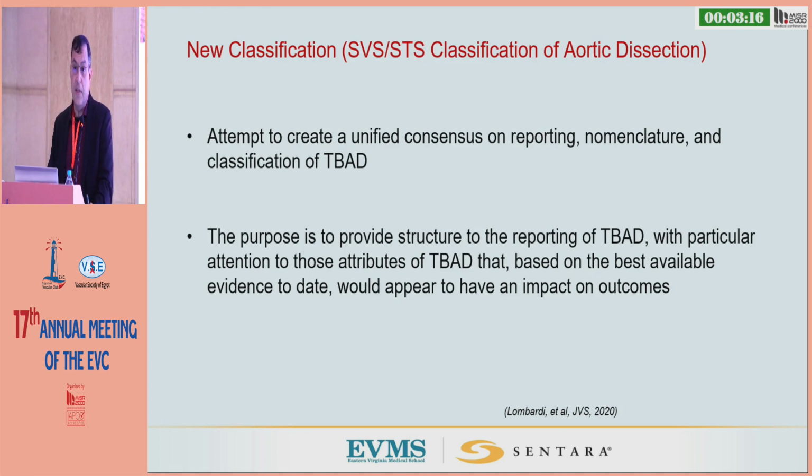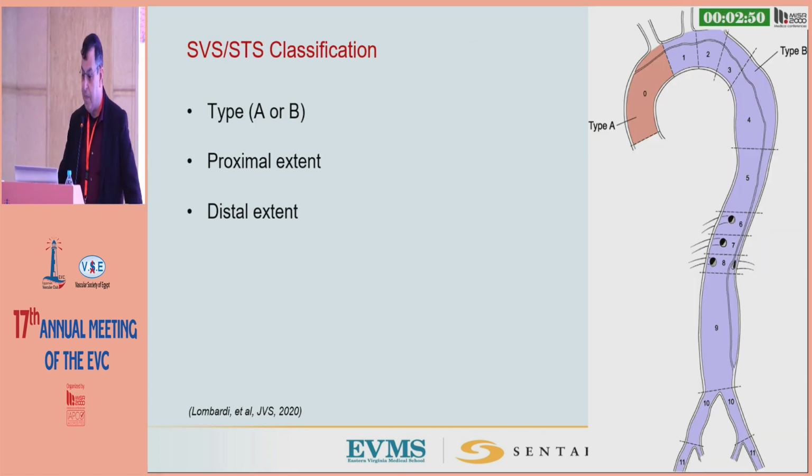Also, the SVS and the STS presented a new classification in an attempt to unify consensus on reporting and nomenclature of the classification of type B aortic dissection, and also to increase the attention to the attributes that may be related to long-term results of those cases.